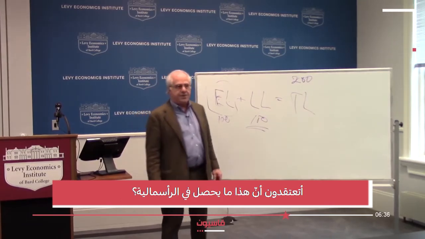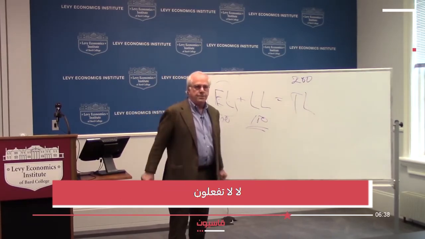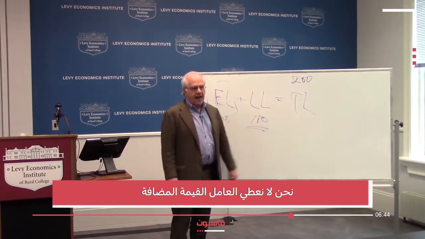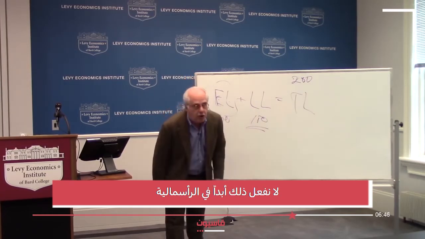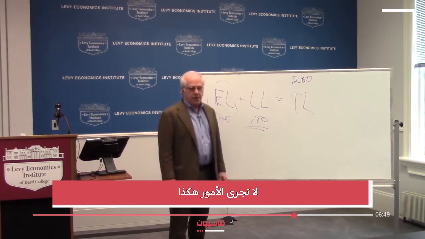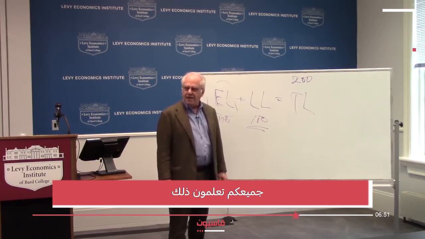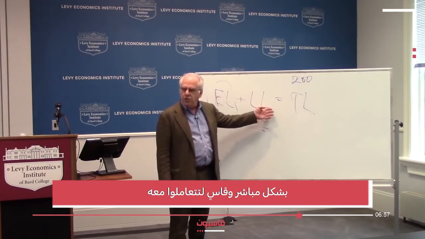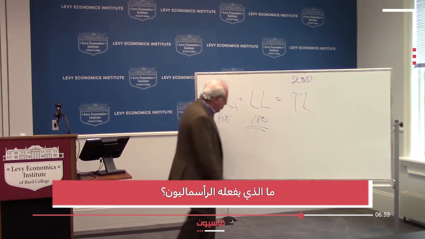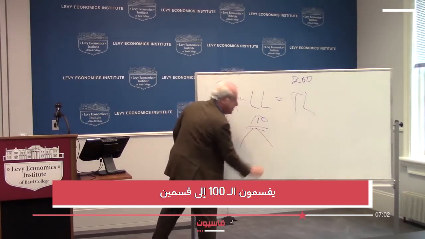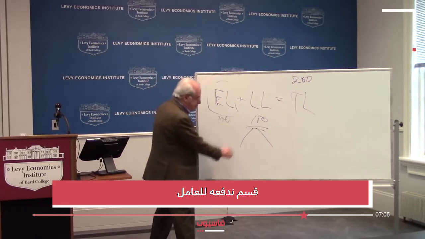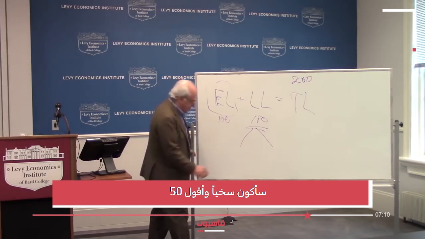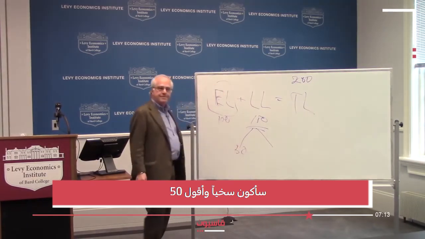Do you think that happens in capitalism? No, you don't, do you? We don't give the worker the value added. Ever in capitalism. It's not how it works. You all know that. But I'm putting it kind of right up front and bold for you to deal with. What is it that capitalists do? They divide that 100 into two parts. One part is what we pay the worker. I'll be generous and say 50.